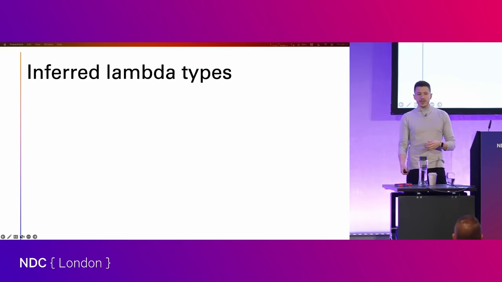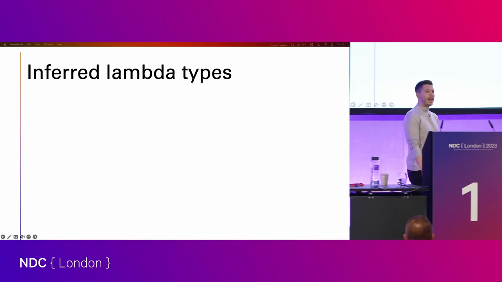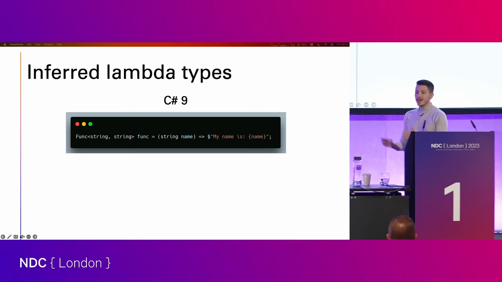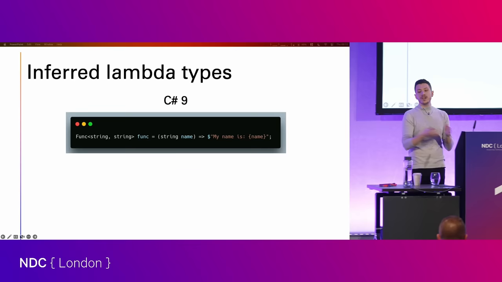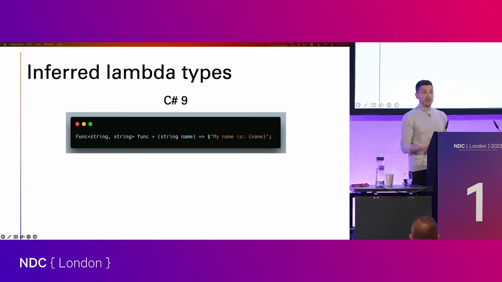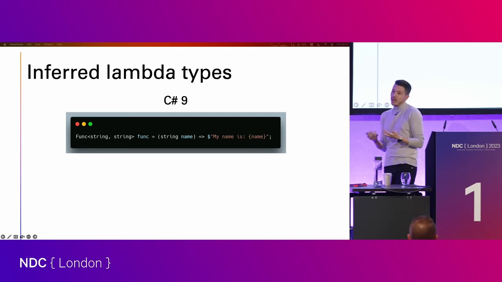Now, another small feature that made this possible is called inferred lambda types. So previously in C# 9, even though the compiler has all the information it needs to know that this is a delegate, a function that accepts a string and returns a string, if you went ahead and you said var on the func, then it would not compile. It says, I have no idea what you're talking about. I don't know what this is. So what C# 10 did is made that possible. And actually, this was very hard to do, apparently. I don't know why, but it was.